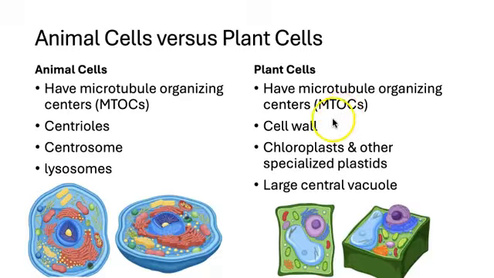And within our plant cell, we have a cell wall. We don't have a cell wall within our animal cells. And our chloroplasts, which are kind of like the mitochondria of the plant cell, and other specialized plastids here. And we have a large vacuole, which we mentioned can help with the breakdown of macromolecules.